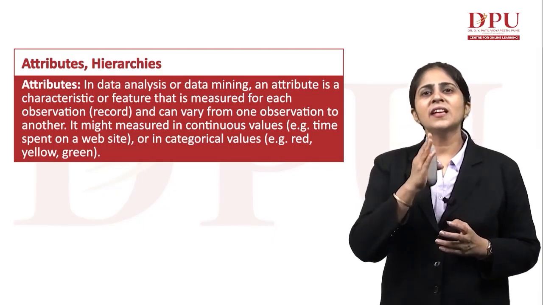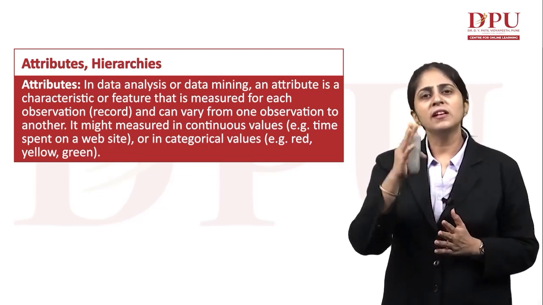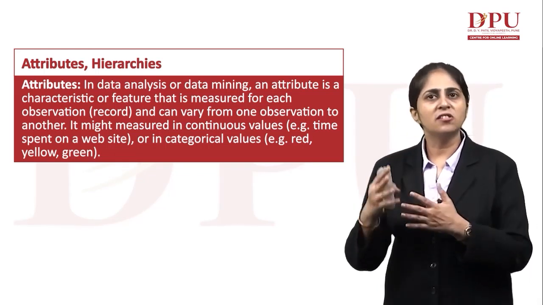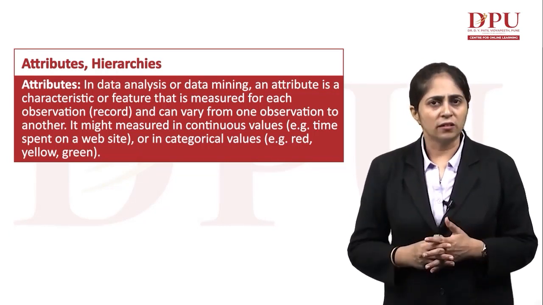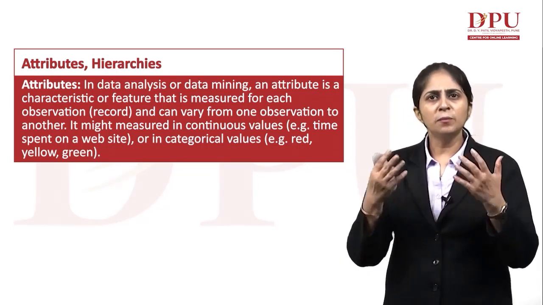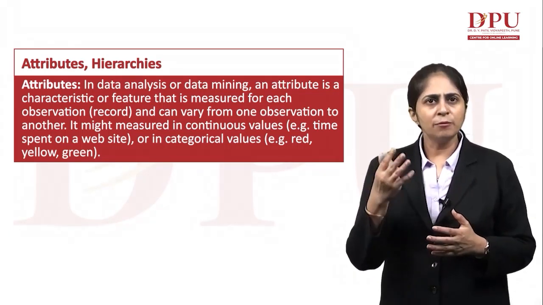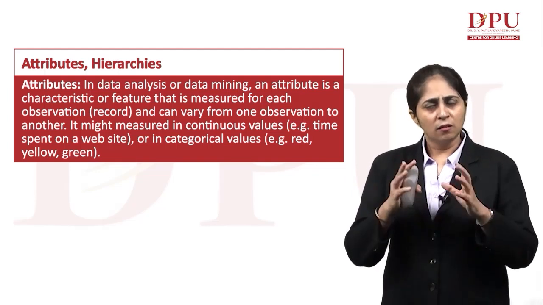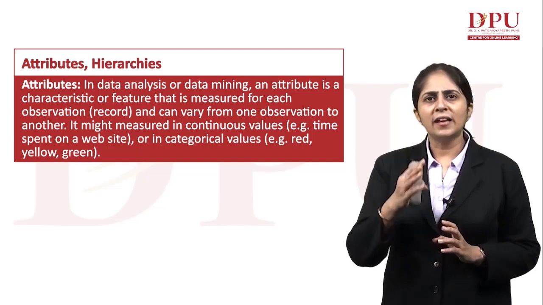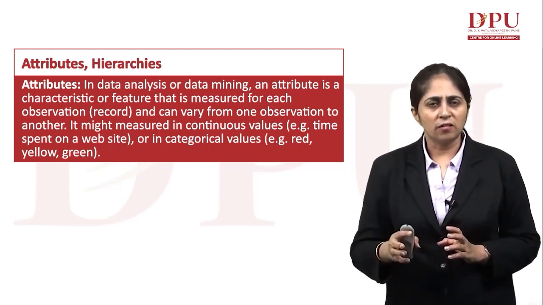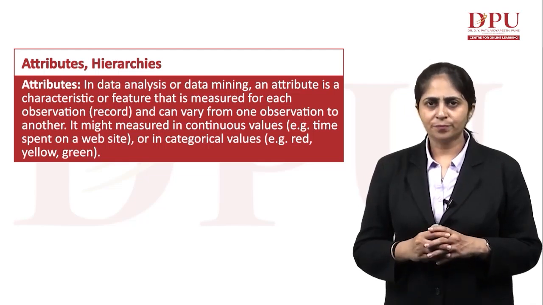An attribute is a characteristic or feature that is measured for each observation or record, and it can vary from one observation to another. It might be measured in continuous values, like the time spent on a particular website, or in category values, like red, yellow and green. Let us understand this attribute with an example.